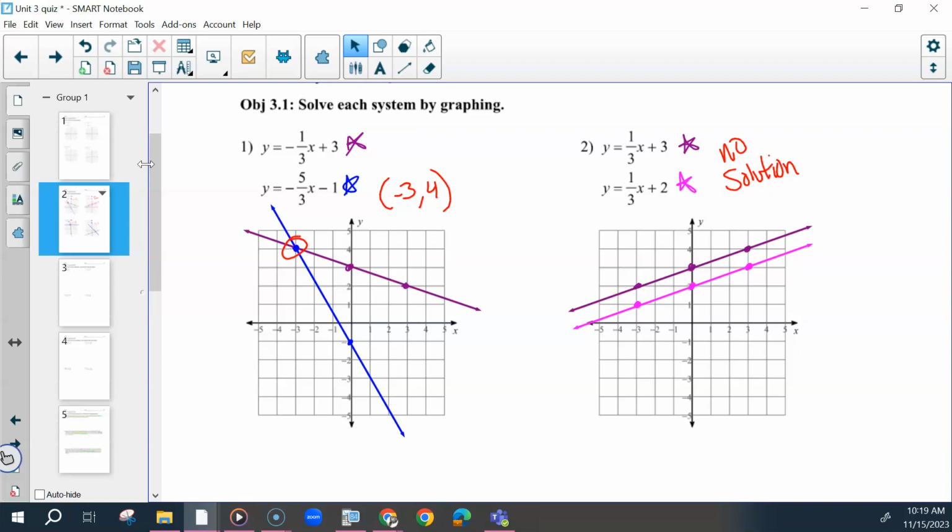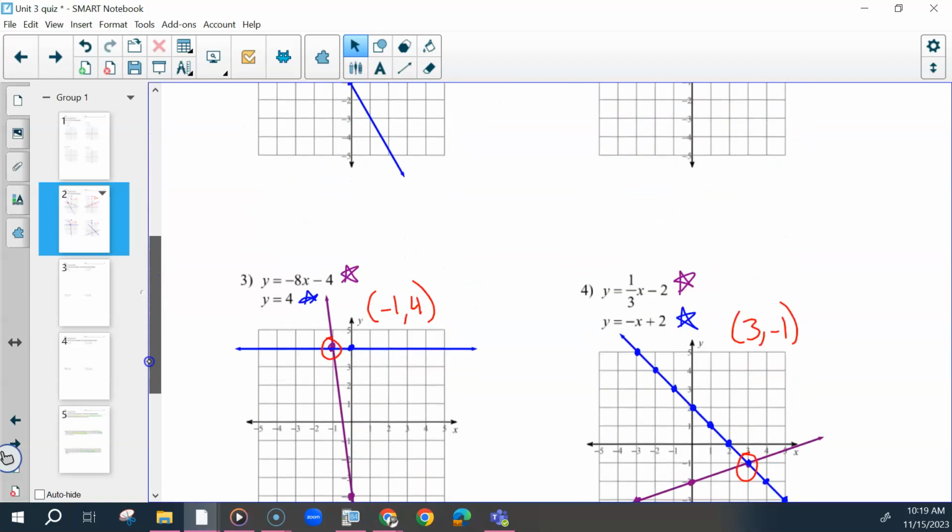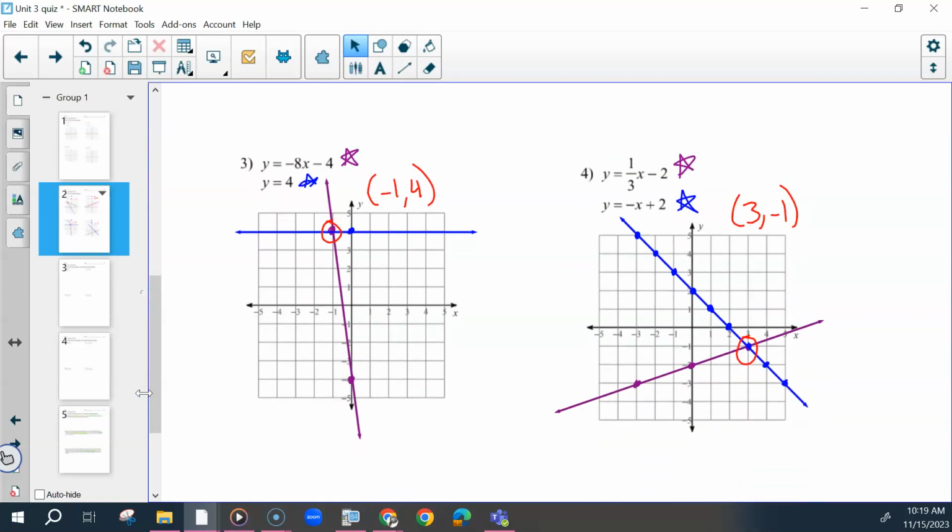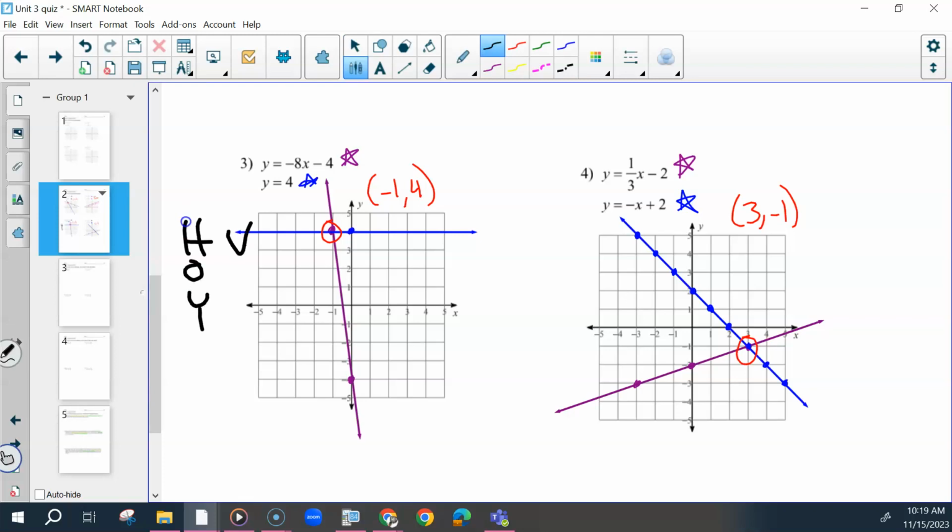Number 2, some of you had the right slope or right-ish slope, but it was going down. You guys had a negative slope. So be careful there. But these did not intersect, so no solution. Number 3, some of us got this one, or some of us made it the wrong slope. Because this is a y equals, that should have been a horizontal line. Solution at -1, 4.